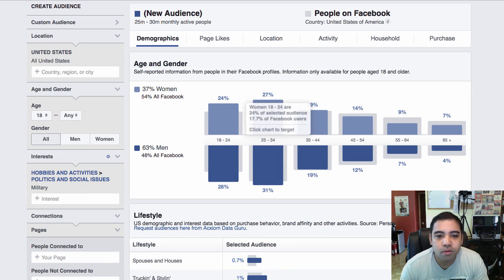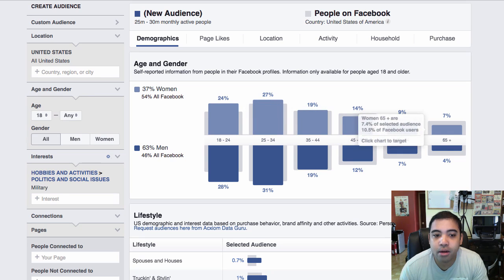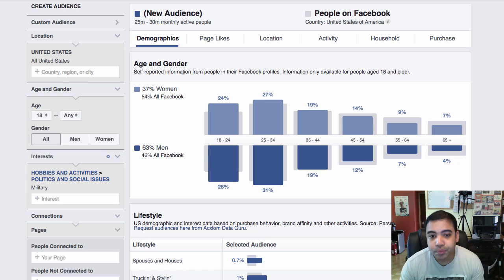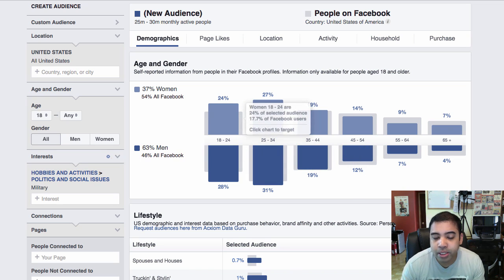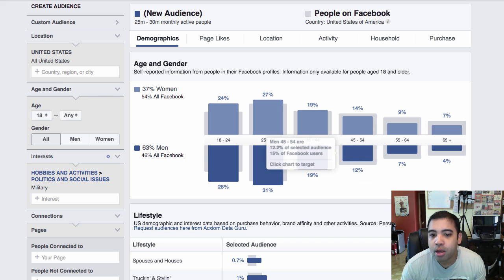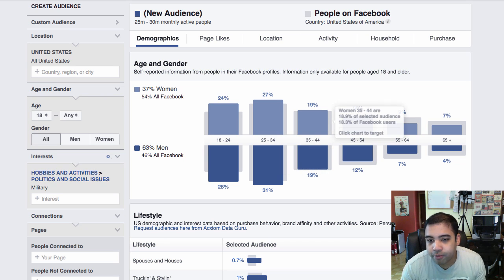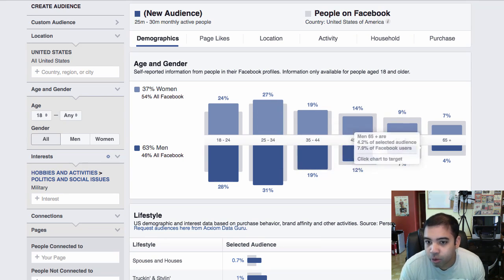Once you've done that, you have some data here. About 63% of people interested in that military interest are men, and 37% are women. You can see the age ranges as well. Roughly the majority of them are within the ages of 18 to 24 and 25 to 34, and even some from 35 to 44, with some trickling in from 45 to 54.